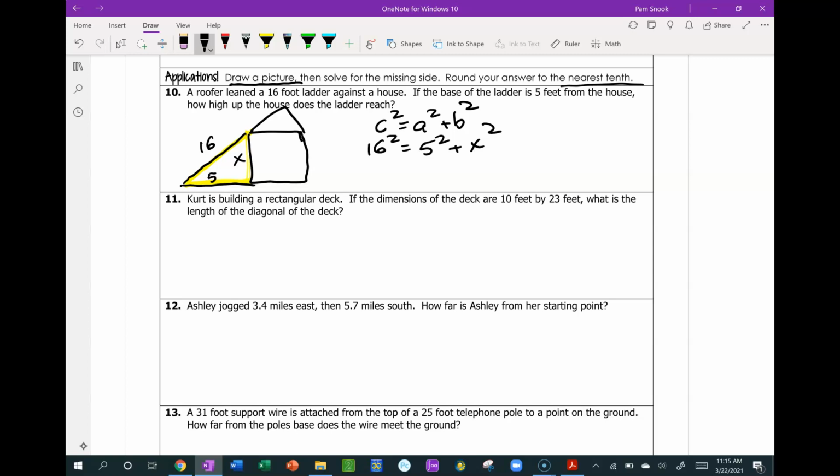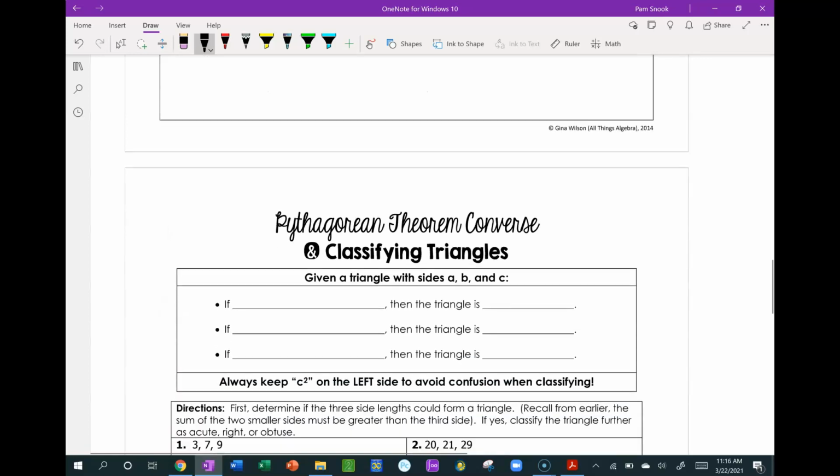I'm having calculator issues. 16 squared minus 5 squared. I got 231. And then just square root that, just like we've been doing. I got 15.2 feet. Remember your units. Okay. So that's part one.